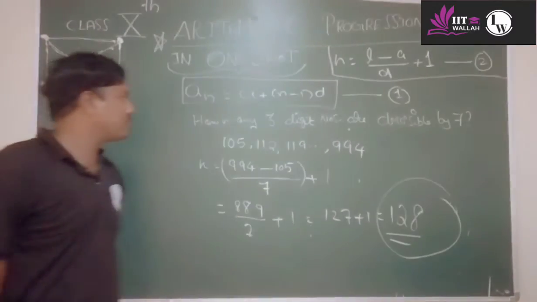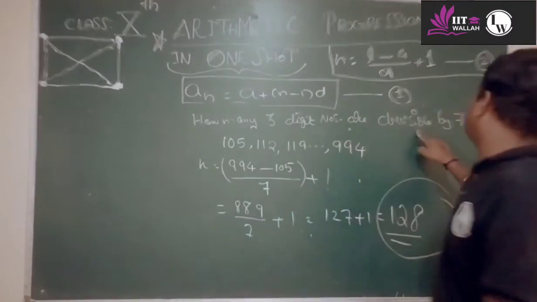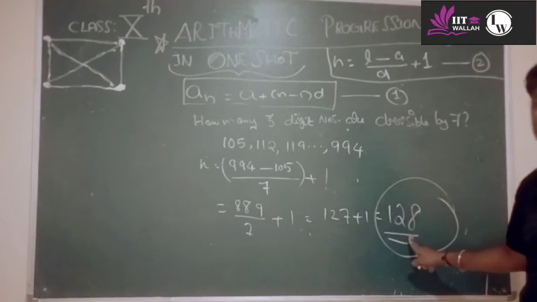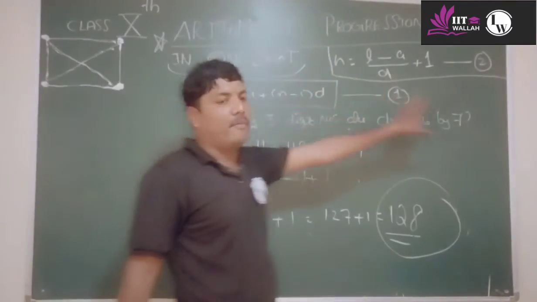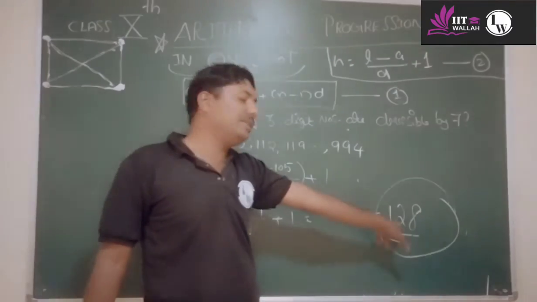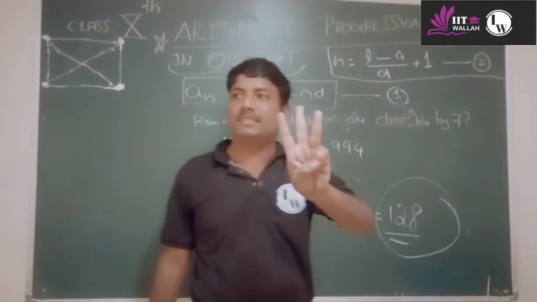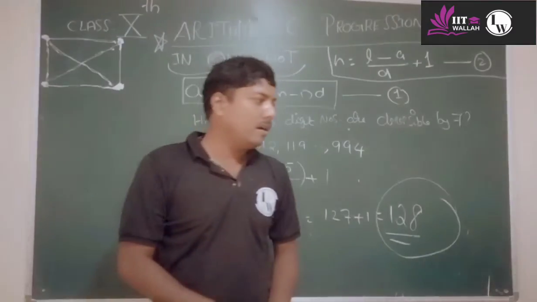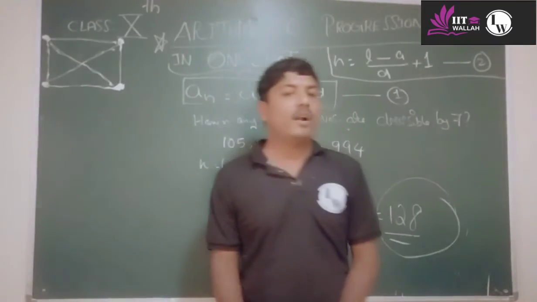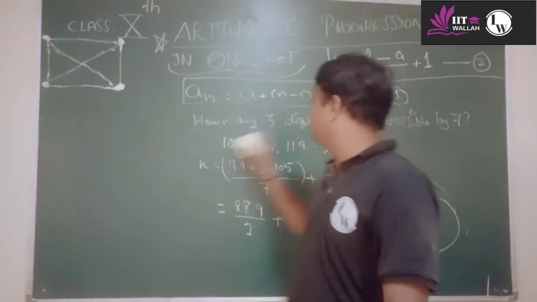Okay, understood? So how many 3-digit numbers are divisible by 7? There are 128 3-digit numbers which are divisible by 7. Okay, understood? How are we doing, you understood? If you have any doubt, you can ask in the comments below.